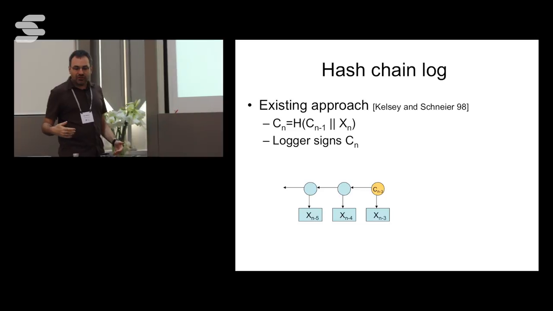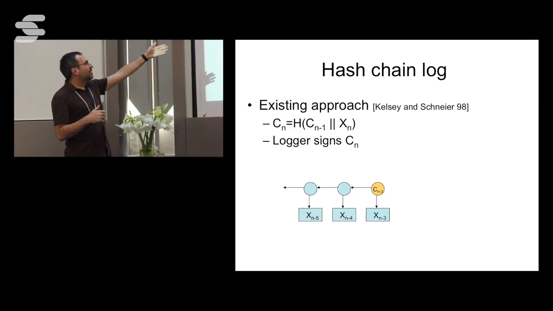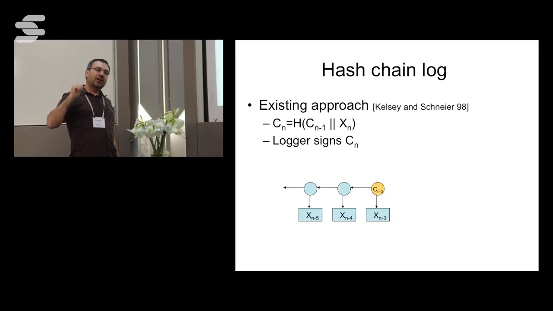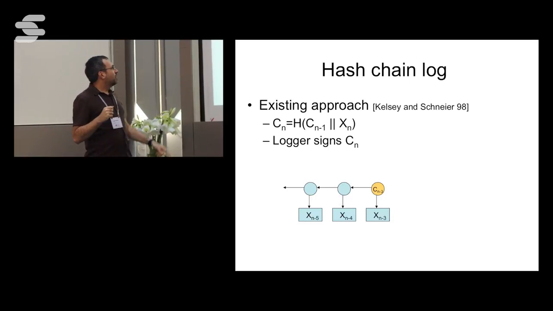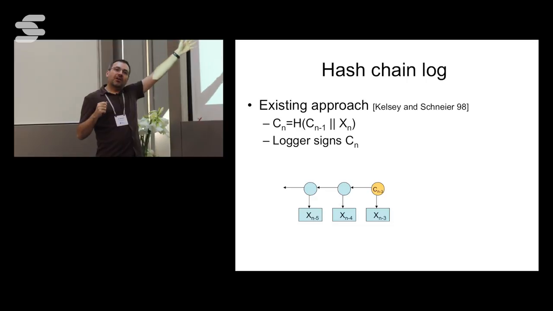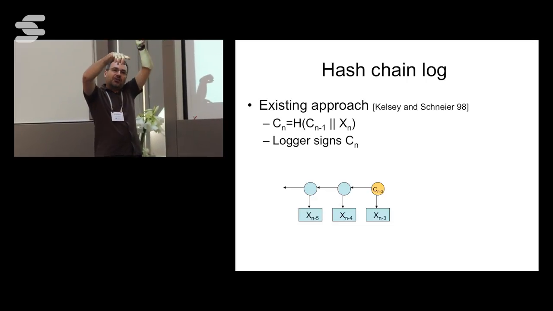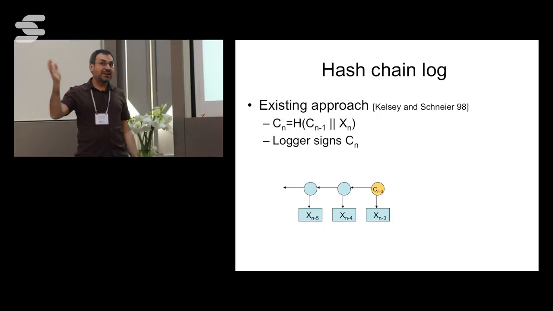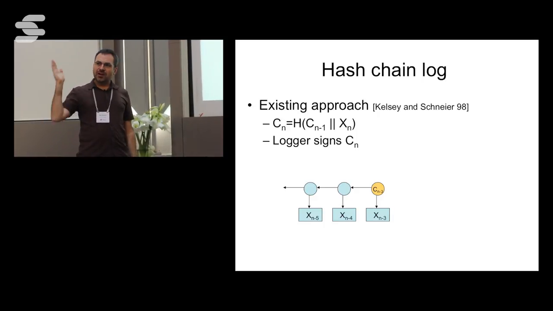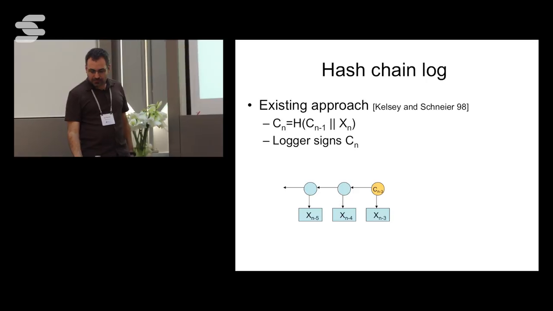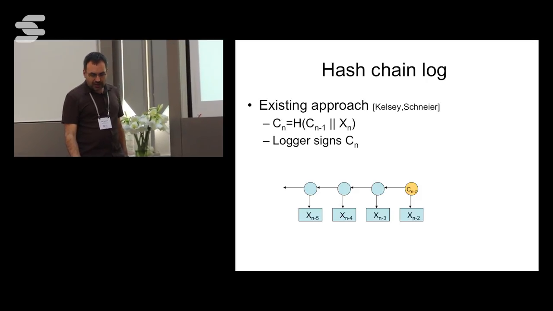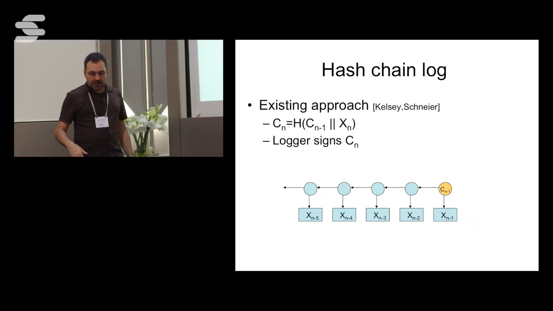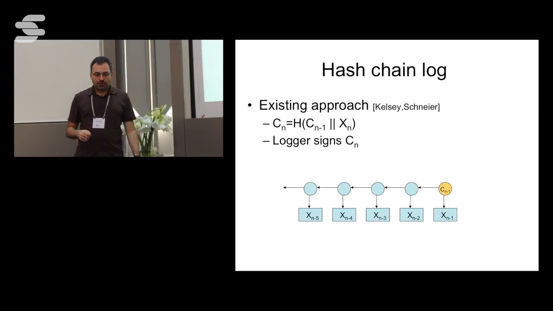And then we imagine that the logger will sign this hash and publish it. So when I log an event, I will get the previous hash, hash that together with my new thing, and that's my new hash. And then I'll sign it. So that's my way of saying, I'm logging this right now. And then as we add new things, the hash chain grows.